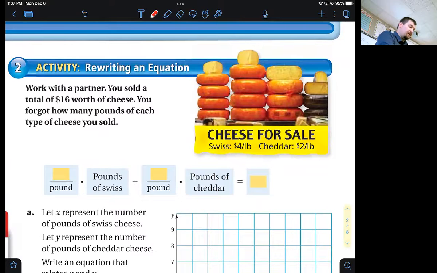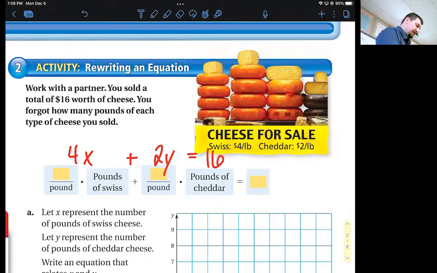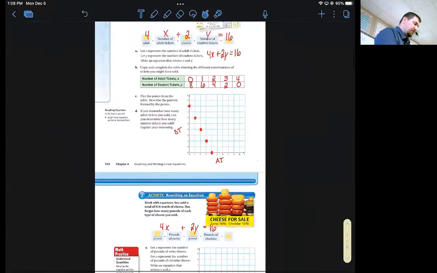So Swiss is $4 per pound. So if x is the Swiss variable, I would say 4x, plus I need another variable to represent the pounds of cheddar that I sold. Each pound of cheddar is $2, so 2y equals 16. This is the same equation as before, isn't it?